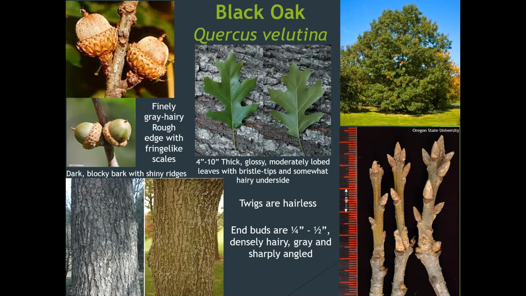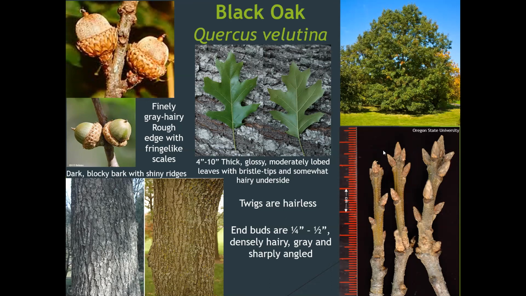A difference between a black oak and a red oak, because they look very similar, is that there will be hair on the underside of a black oak along the veins in the midrib. Their twigs are hairless though, and their end buds are usually a quarter inch to half inch, densely hairy and gray, with a sharp angle to them, compared to the white oak, which has more of a blunted or rounded bud.